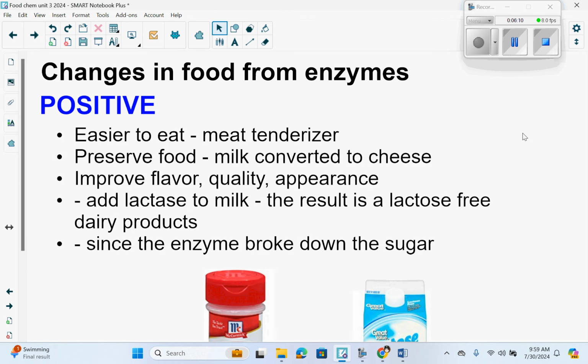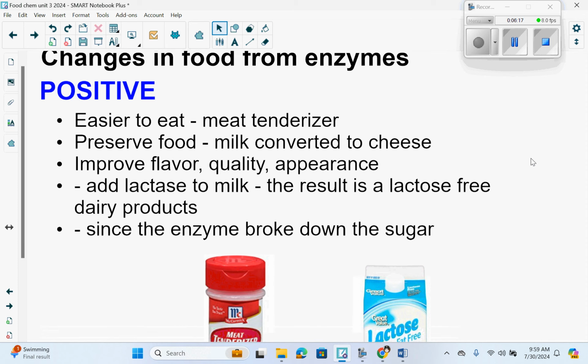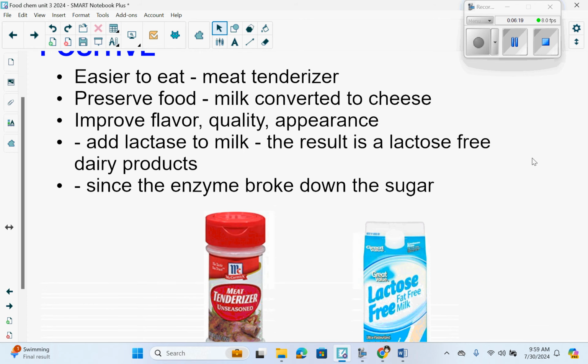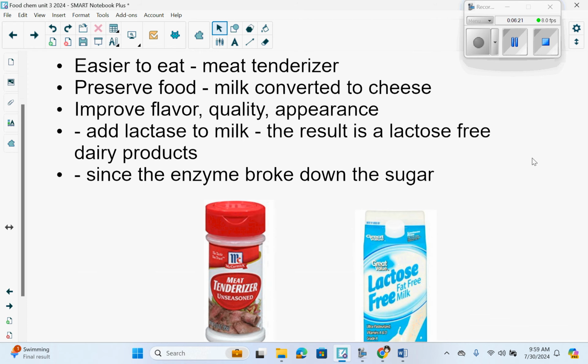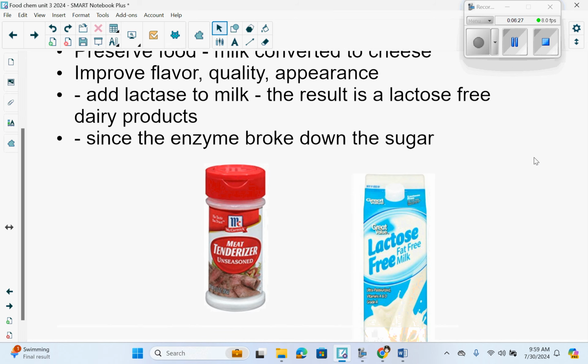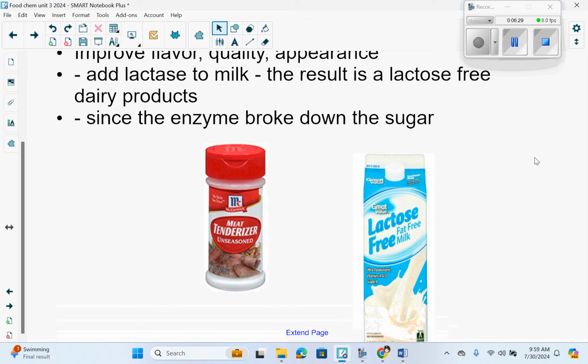All right, changes in food from enzymes. So on the positive side, they make foods easier to eat. This is your meat tenderizer. They preserve food. Milk is converted into cheese. They can improve flavor, quality, and appearance. If you add lactase to milk, the result is a lactose-free product, since the enzyme broke down the sugar, right?